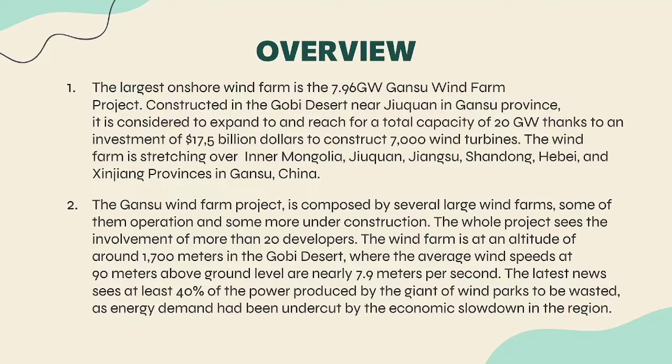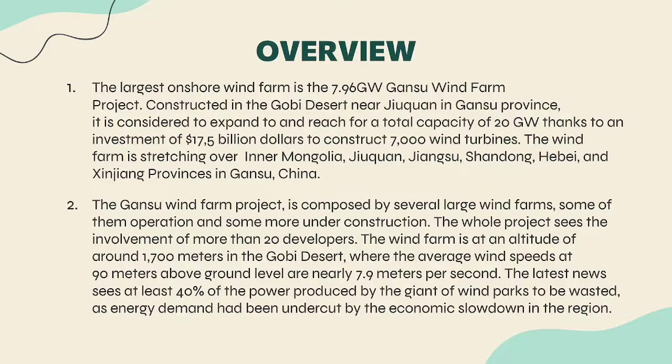Overview: the largest onshore wind farm is the 7.96 gigawatt Gansu wind farm project, constructed in the Gobi Desert near Jiuquan in Gansu province. It is expected to expand to reach a total capacity of 20 gigawatts, thanks to an investment of 17.5 billion dollars to construct 7,000 wind turbines. The wind farms stretch over Inner Mongolia, Jiuquan, Jiangsu, Shandong, Hebei, and Xinjiang province in Gansu, China.